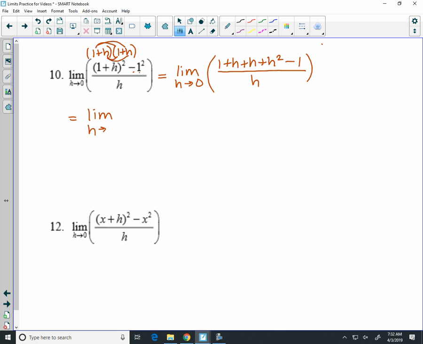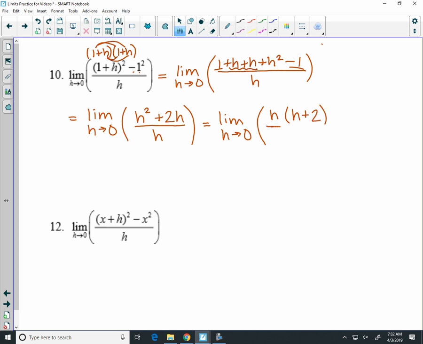Still not ready to plug in my 0. Now I'm going to combine my like terms. 1 minus 1 is 0. I can combine my 2 h's. So I have h squared plus 2 h's all over h. And I think it's good in this case to factor out an h before we cancel. That way we make that into a multiplication problem. So h squared and 2h have an h in common. When I take out that h, I'm left with a single h plus 2 on top.